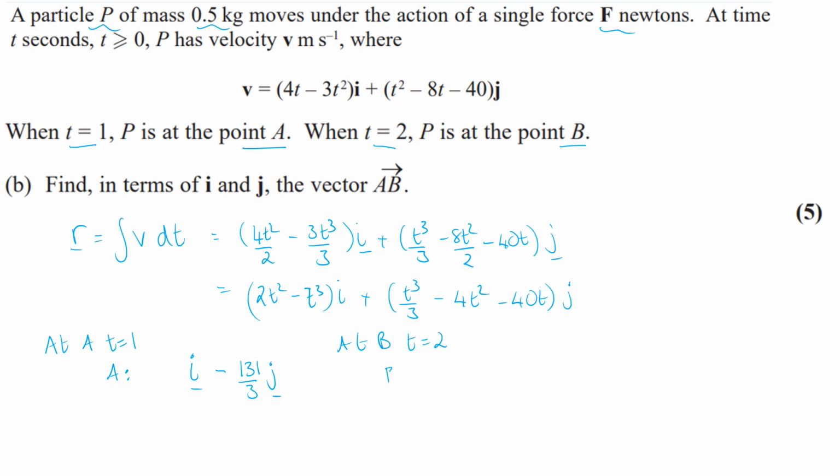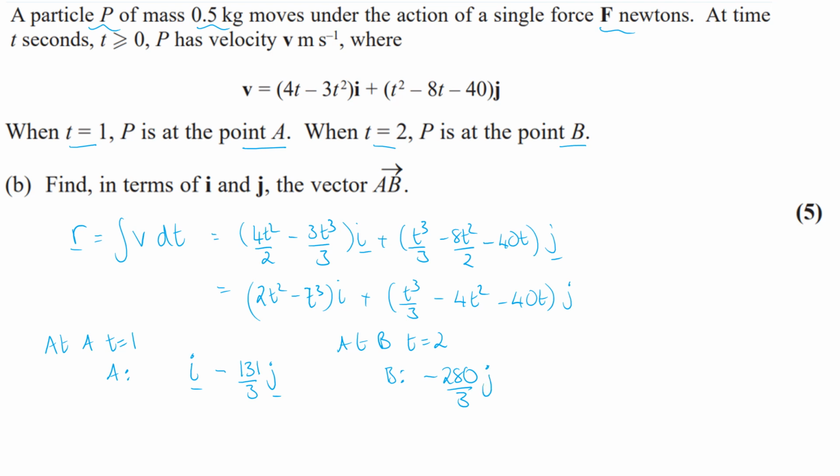So at B, t is equal to 2. Doing the same for B, if we put t is equal to 2 in the i direction, we're going to get 2 squared times 4, 4 times 2 is 8, and then minus 8. So we're not going to get anything in the i direction. In the j direction, if you put 2 into that equation, you're going to get minus 280 over 3 in the j direction.